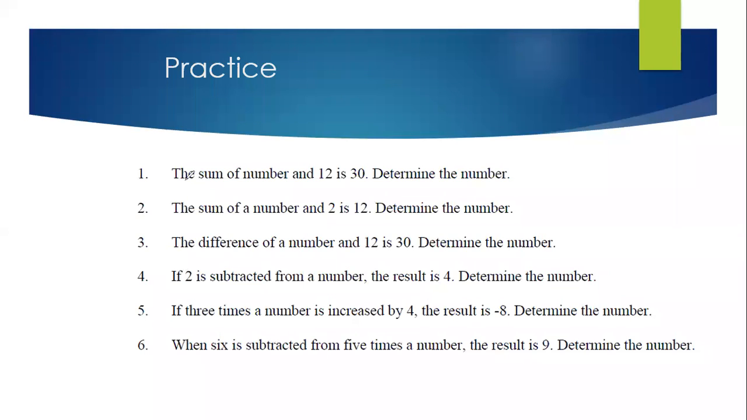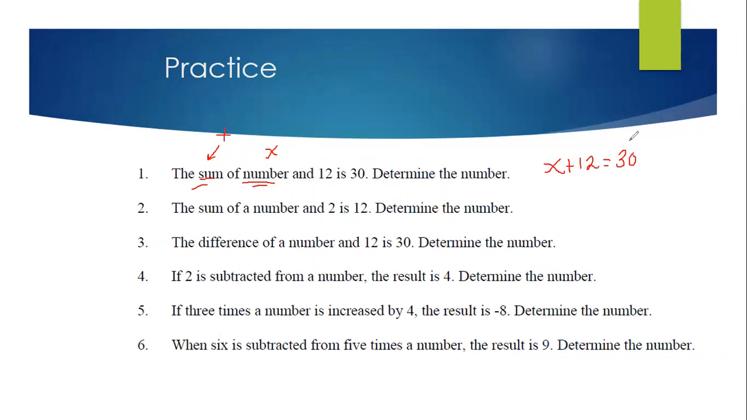So the first problem says the sum of a number and 12 is 30. Determine a number. Well, they said the sum of a number. They forgot but it's a number, right? And then they said sum. So we know sum means addition. And a number, we don't know what the number is, so let's just go ahead and say x. The sum of a number and 12 is 30. So this is actually going to be x plus 12 equals 30.